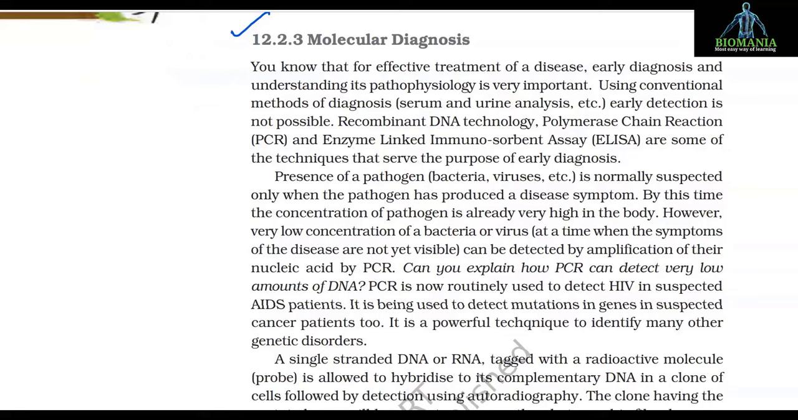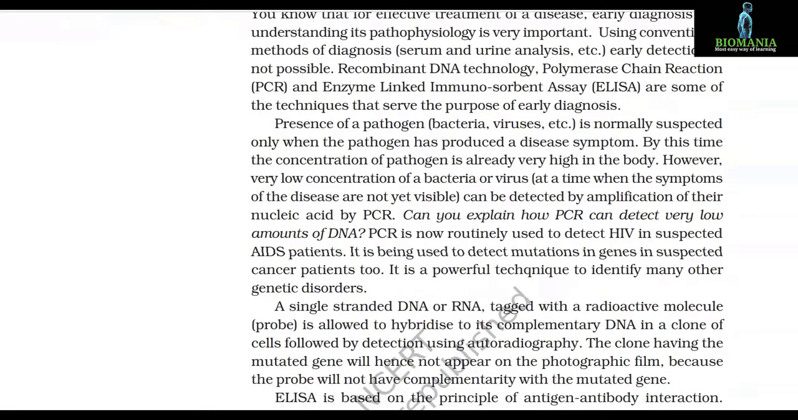You know that for effective treatment of a disease, early diagnosis and understanding its pathophysiology is very important. Using conventional methods of diagnosis, serum and urine analysis, etc., early detection is not possible. Recombinant DNA technology, polymerase chain reaction, and enzyme-linked immunosorbent assay, that is ELISA, are some of the techniques that serve the purpose of early diagnosis.